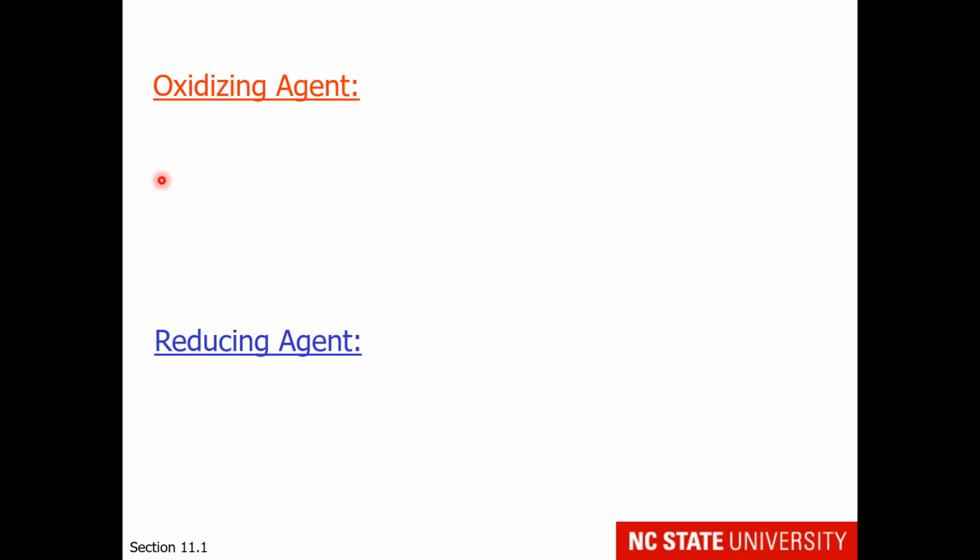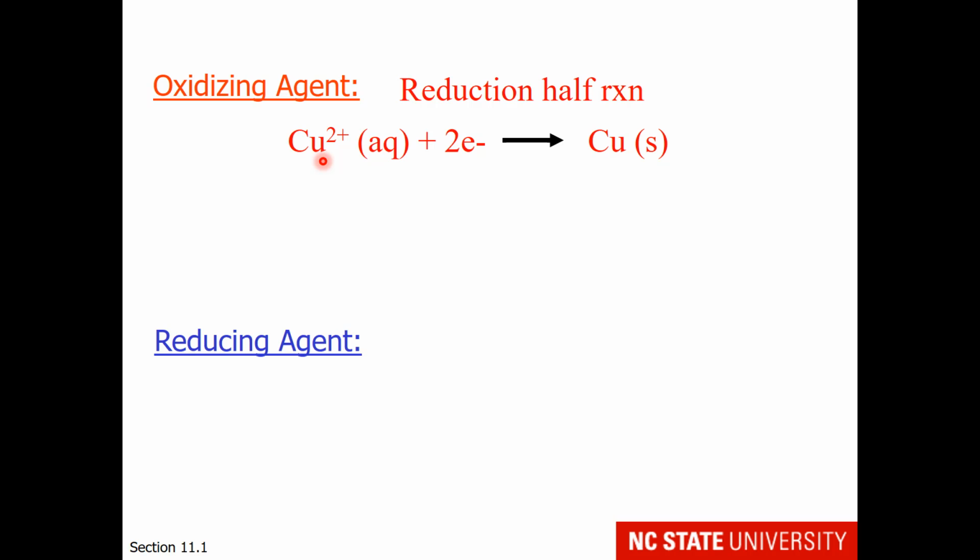So to clarify these terms, the oxidizing agent is itself reduced. So we can write a reduction half reaction for our oxidizing agent. Remember that our oxidizing agent is the copper 2+. This is what's known as a reduction half reaction: copper 2+ plus 2 electrons going to copper. The copper 2+ is indeed being reduced. It is gaining electrons.